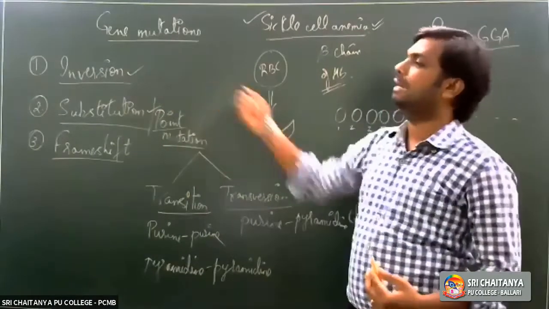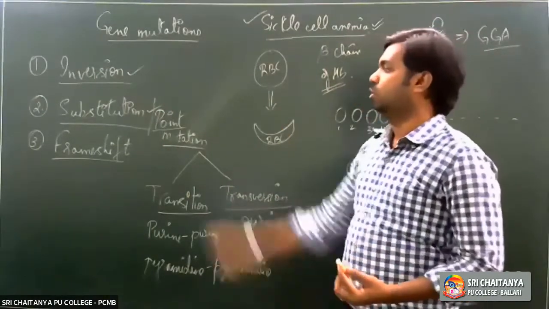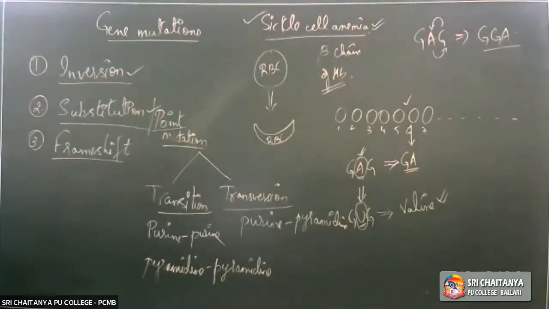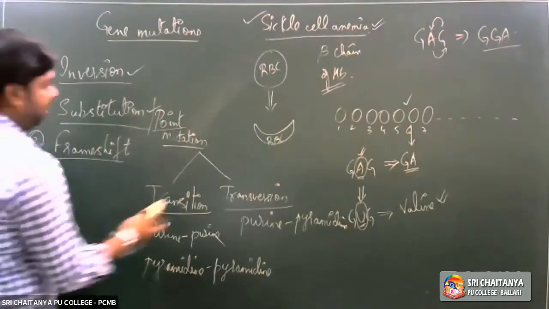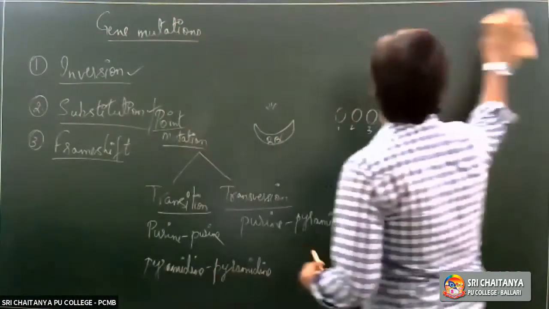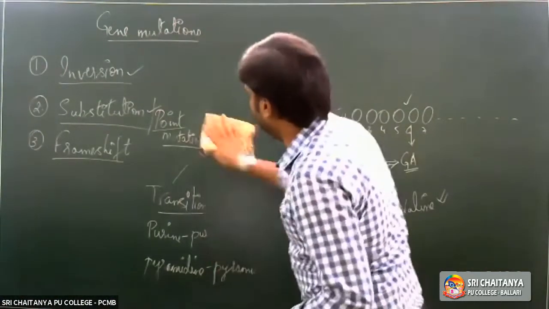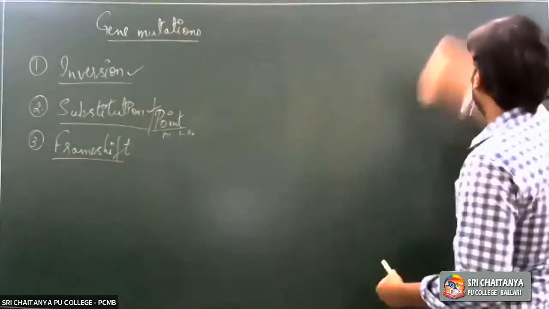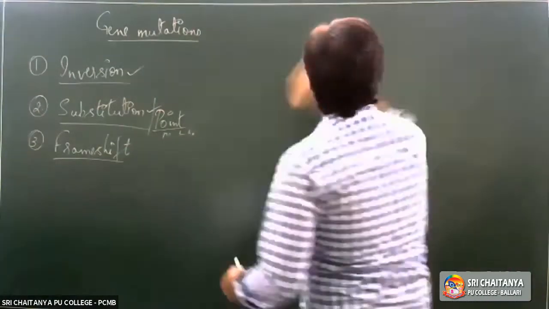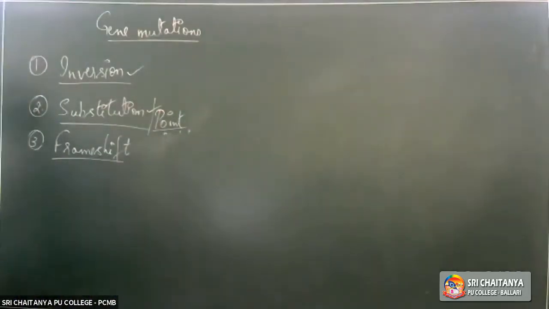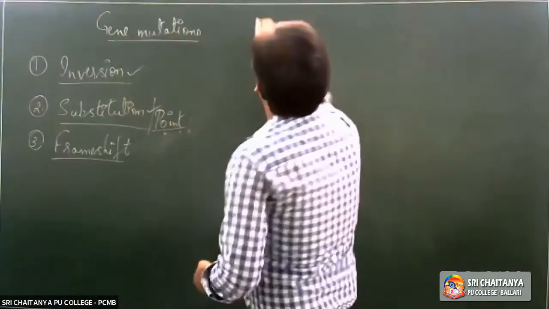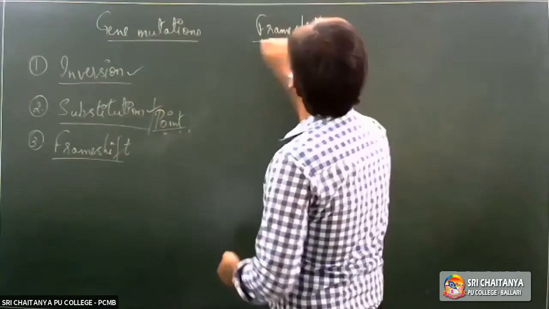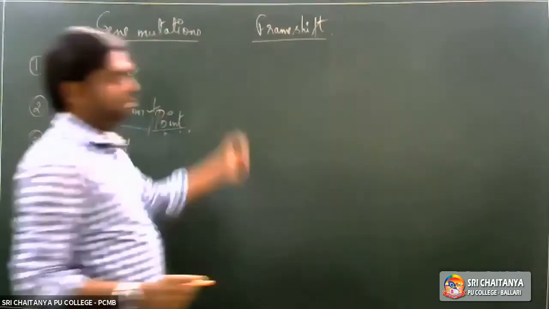Right? So this is the second type of gene mutation that we have, which is called point mutation or substitution mutation. Now let's take up the third one, which is called the frame shift mutation. Let me give you a simple idea of what exactly this frame shift mutation is all about. What exactly does frame shift mutation mean?